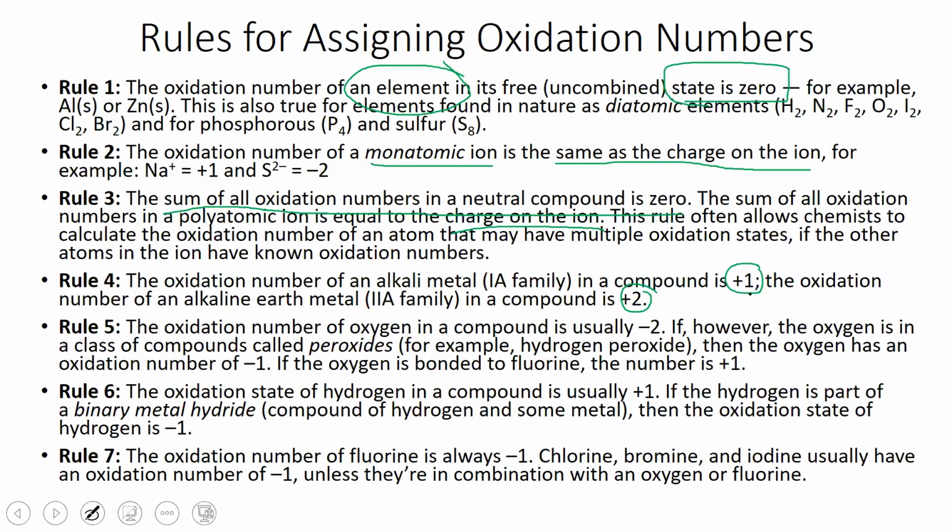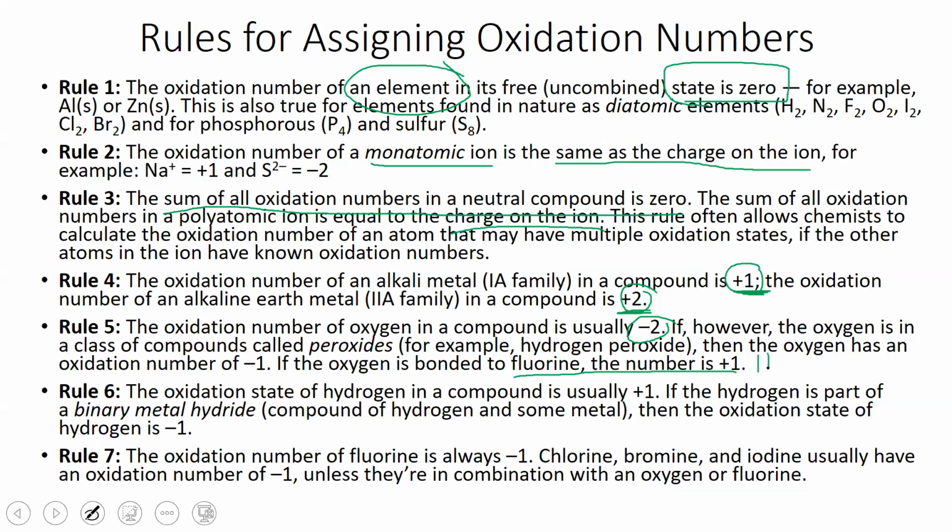Like we said, the oxidation number of something that's an alkali metal is going to be a +1 if it's in a compound. An alkaline earth metal is going to be a +2 if it's in a compound, right? So we know that because of how we started to learn the periodic table, right? Oxygen, we know, is going to be -2, except if oxygen is bonded to fluorine, it's going to be a +1, right? If oxygen is part of a peroxide, right?